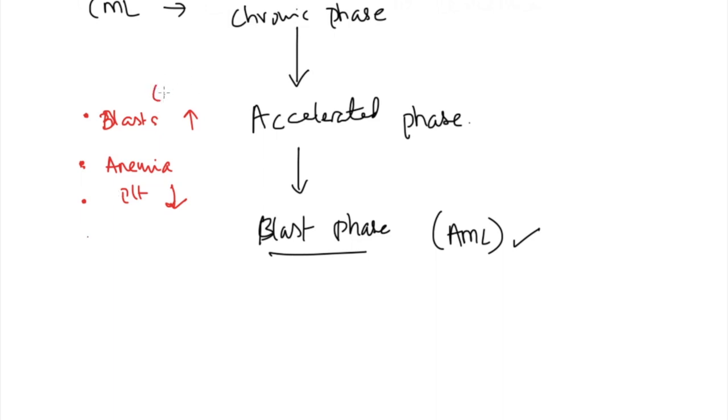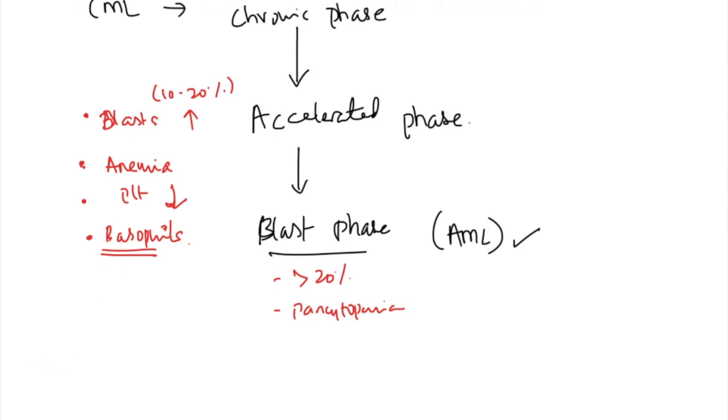So blasts, you can remember, will be around 10 to 20%. If it goes beyond 20%, you know it's clear AML, right? And again, features of pancytopenia. So these are danger signs. And then you should also remember, very important here are the basophil counts. Normally, you don't see basophils in the peripheral smear. But if you see basophils, that means it's like CML transforming into blast phase, and it's a very bad sign. Okay, fine. So that's about this.